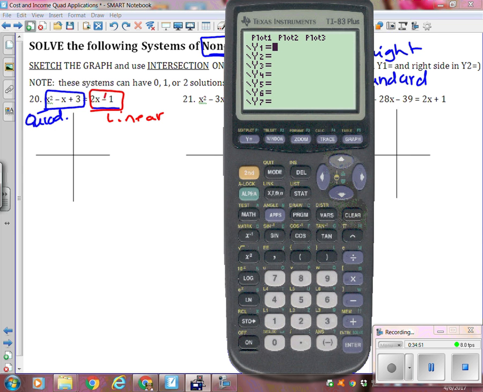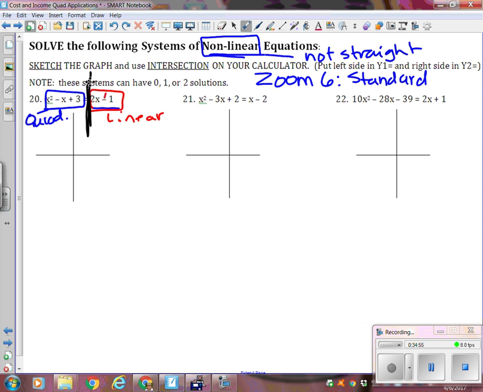What I'm going to do is one side of the equal. So find your equal sign. That's going to divide the problem into two parts. One side goes into y1 equals. The other side goes into y2 equals. So I'm going to graph each side in a separate place. Everybody good?